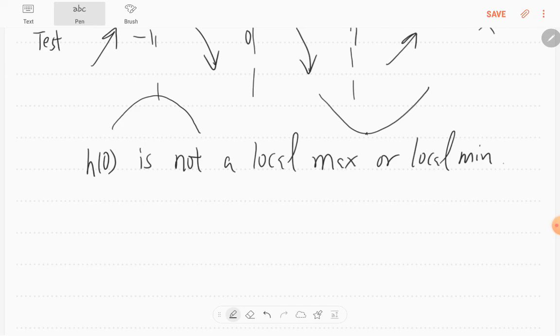So in other words, sometimes you need to use both tests. Sometimes you can use the first derivative test, sometimes you can use the second derivative test, which is more convenient. But if you get a second derivative equal to 0 at the critical points, then you have to go back to the first derivative test to see what happens, right? So it depends on you which way you want to use.